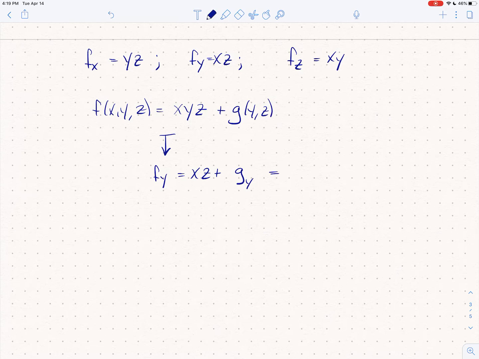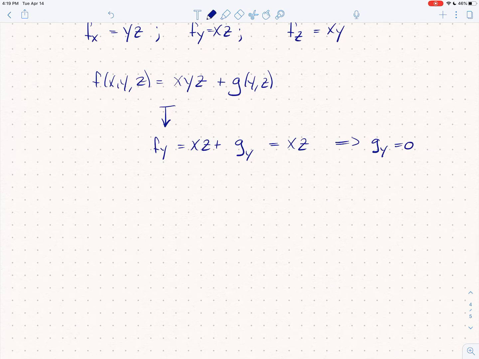But on the other hand, you need to realize that we already know what f partial y is. F partial y is xz. And so this tells you something. If xz plus g partial y equals xz, then you know that g partial y equals 0. And that means that when we're back here with our g of yz, there were no y's there. If there was a y in g of yz, then g partial y would not be 0. So I know that g is really just a function of, at most, z.